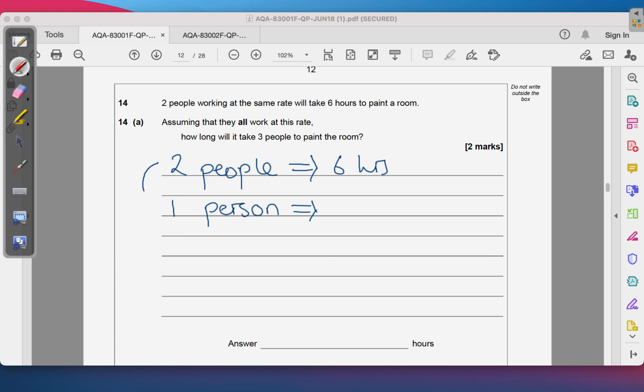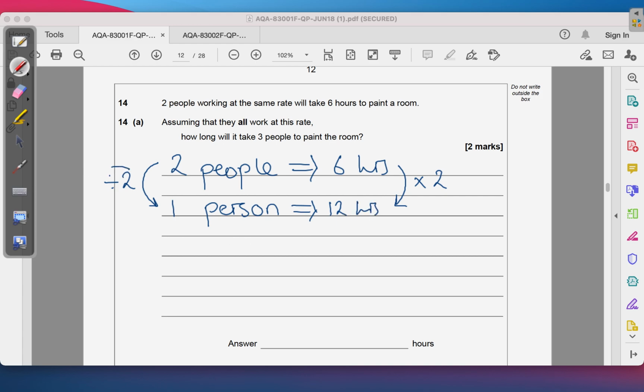Now what you're going to do is say, well, to go from 2 to 1 people, you've divided the amount of people by 2. But we can't divide the time by 2 because that would make it go quicker, because we'd be down to 3 hours. So what we've got to do instead is times by 2. If you cut the number of people in half, then it will double the amount of time taken. So we need to times the time taken for 2 people by 2, which gives us 12 hours.